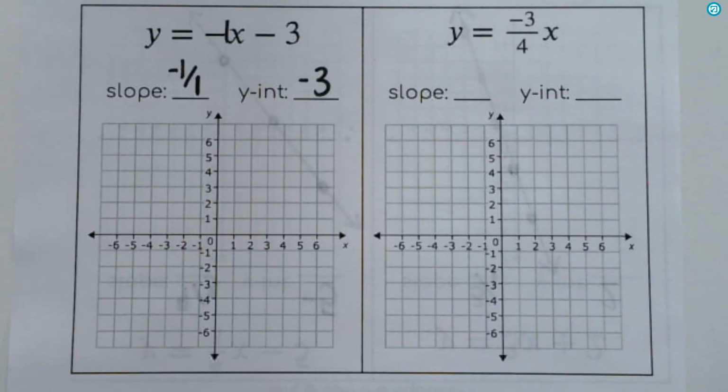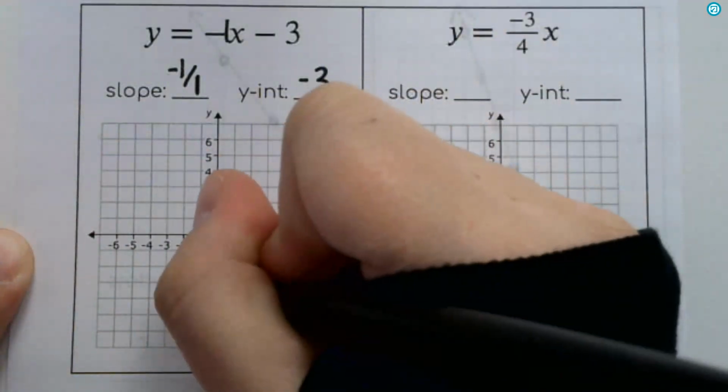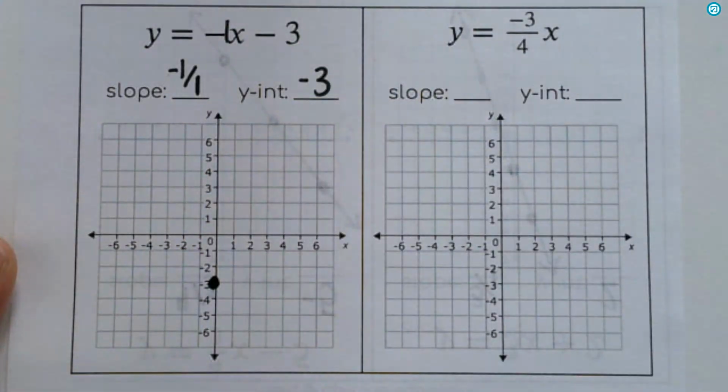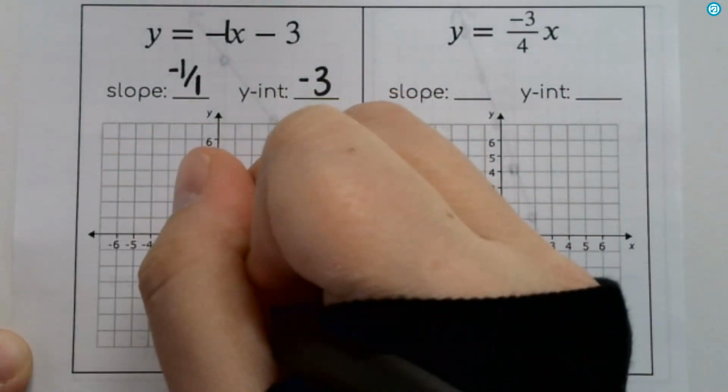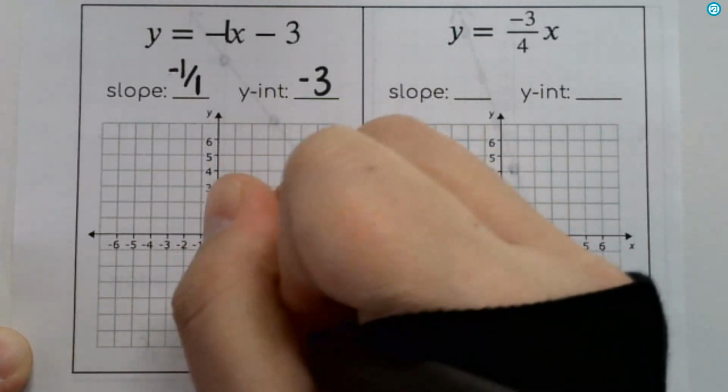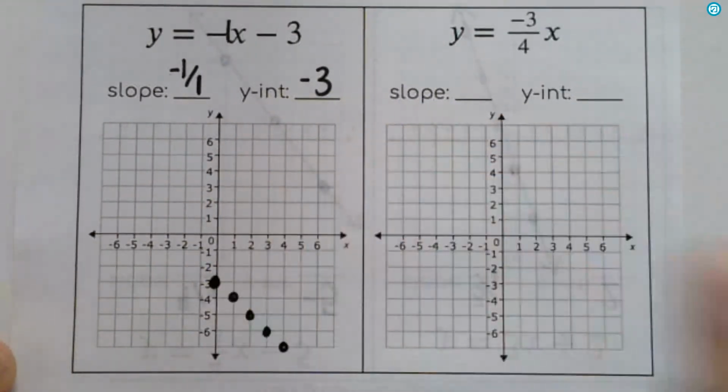Okay, our y-intercept is negative 3. So on our y-axis, we're going to go to negative 3. And then our slope is negative 1 over 1. So our rise is negative 1, so that means we go down 1. We still go to the right. So we go down 1, right 1. We can do that a few times. I went down 1, right 1, down 1, right 1, down 1, right 1.